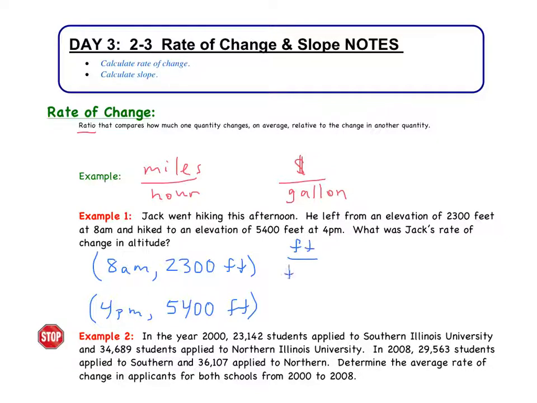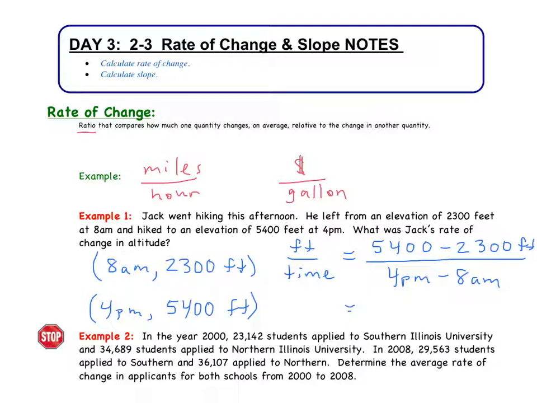So we can compare feet to time. Okay? So he ends at 5,400. What is the difference here between 5,400 and 2,300, compared to ending at 4 p.m. and starting at 8 a.m.? So we should get 3,100 feet is the elevation change, and the time change from 8 a.m. to 4 p.m. is going to be 8 hours.